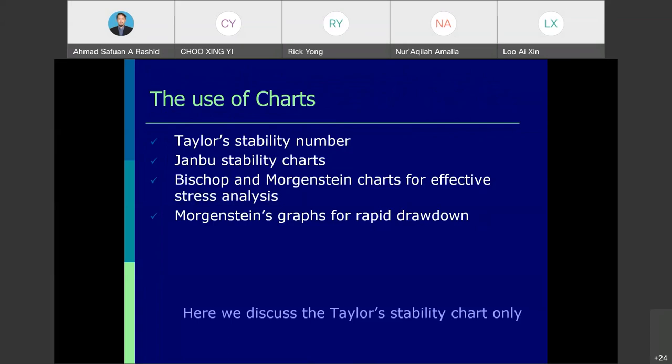Another method, which is a simple method where we can get a preliminary judgment to determine the stability of the slope, is by using a chart approach. We have the Taylor stability number, Jambu stability chart, Bishop and Morgenstern chart for effective stress analysis, and Morgenstern graph for rapid drawdown. This is the list of charts available for slope stability analysis, but for our syllabus, we only learn the Taylor stability number.